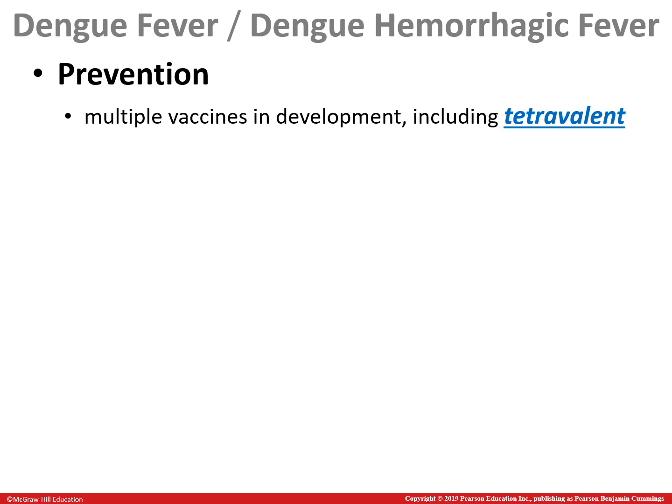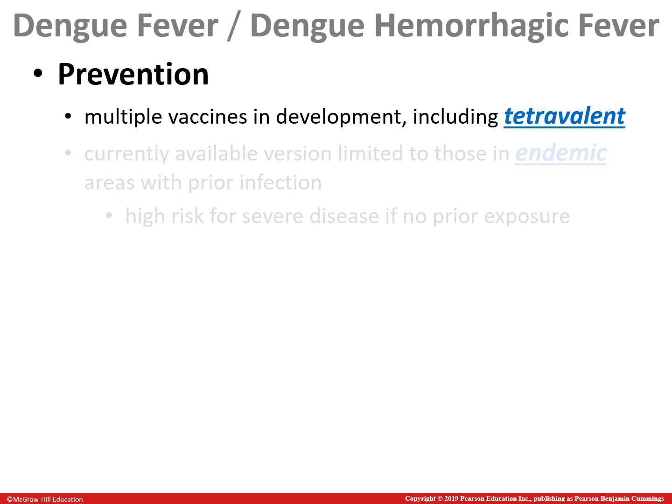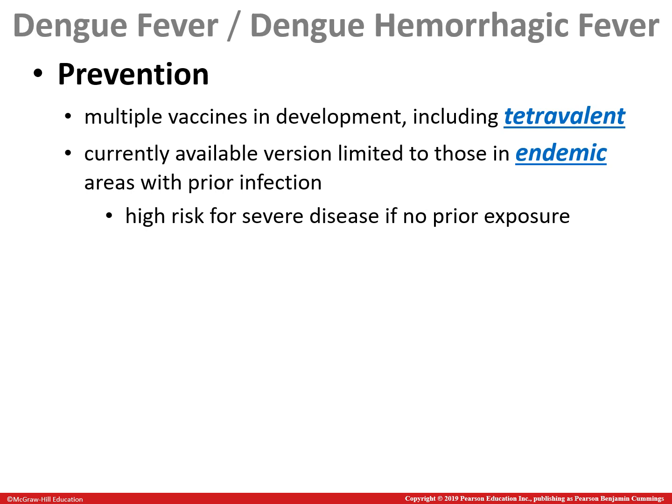So prevention, again, we have a couple of vaccines that have been in development, one of which is considered a tetravalent, meaning it's going to protect against all 4 different strains of the dengue virus. And currently, the vaccine that's in use is limited to people who live in those endemic areas, and only those who have had a previous known infection. It turns out those vaccines actually cause severe disease in people who have never been exposed to the viruses before. So it is a complicated vaccine.